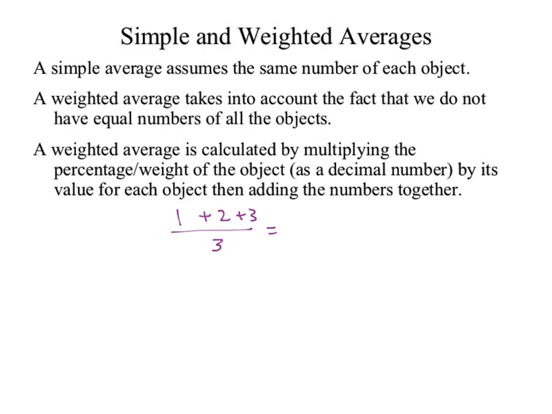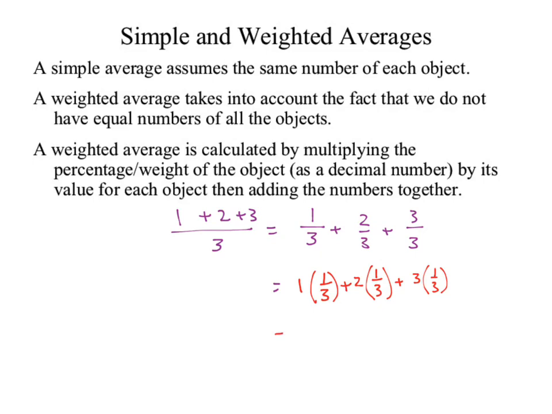So let's do some math. This is really the same as saying 1 over 3, plus 2 over 3, plus 3 over 3, right? Everybody agree with that? Okay, what was the mass for the first one? 1. 1 times 1 over 3, right? Plus, what was the mass for the second one? 2 times 1 over 3. Plus 3 times 1 over 3.